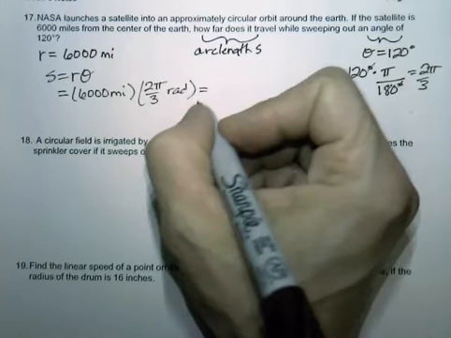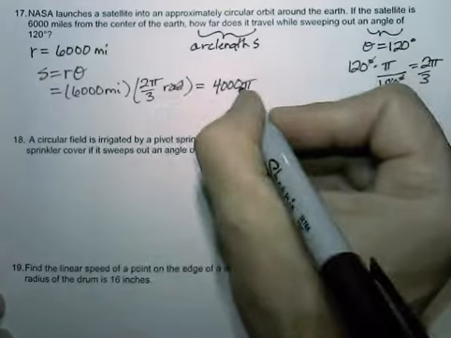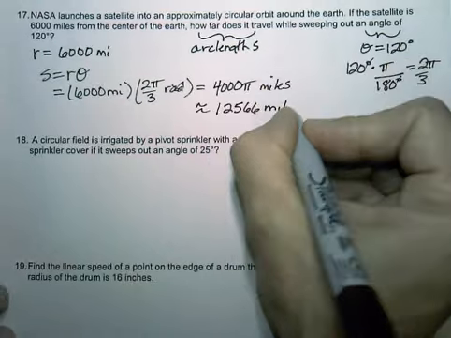We're just going to plug in the 6,000 miles and our 2 pi over 3 radians. If we simplify this, we end up with 4,000 pi. And our radians, remember, we don't really have to count as a unit, so we would end up with 4,000 pi miles. Now this would be the exact answer. If we were trying to find an approximate answer, we could just multiply 4,000 times pi, and this would give us 12,566 miles if we rounded it to the nearest mile.